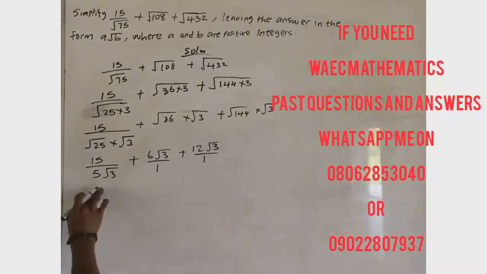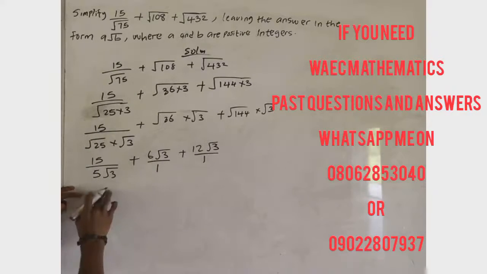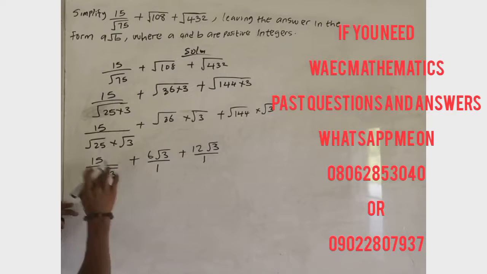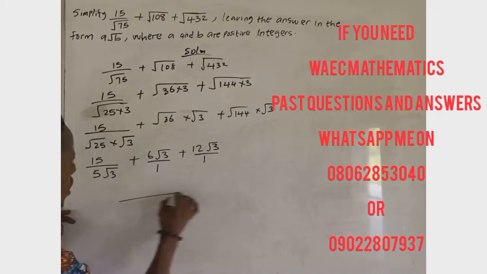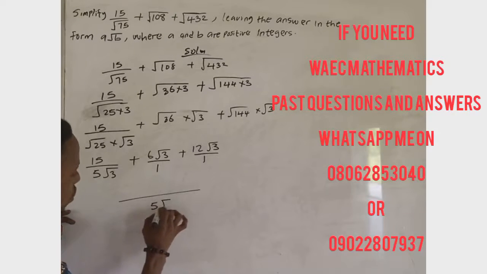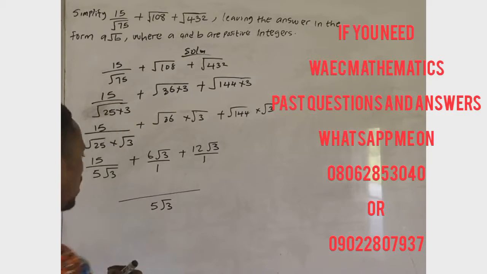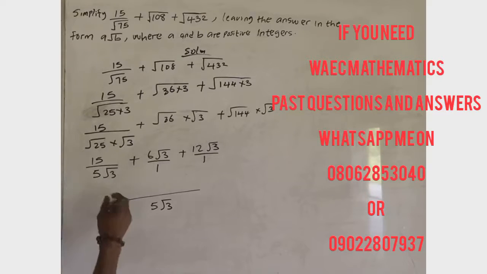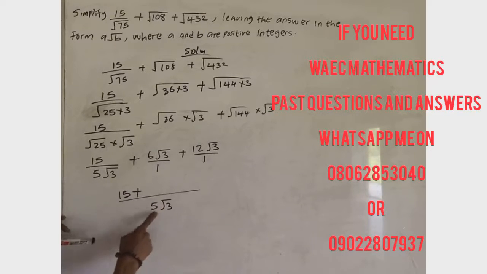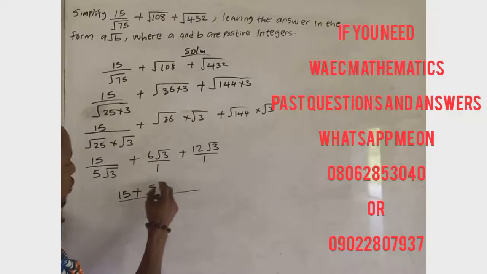The LCM of this denominator here will be 5 root 3. So here, if you say that our LCM is 5 root 3, then 5 root 3 divided by 5 root 3 gives us 1. 1 times 15, we have 15. Plus 1 divided by 5 root 3, that's 5 root 3 times this.